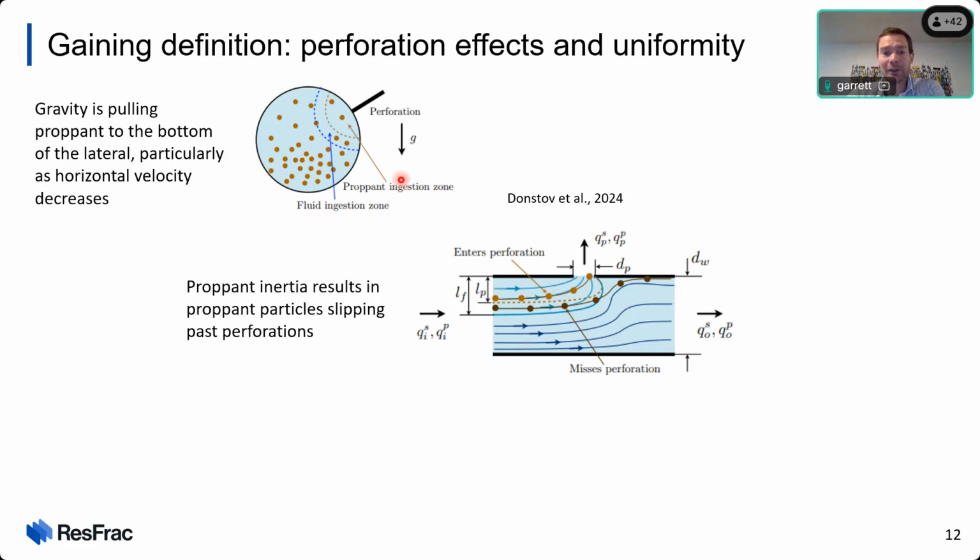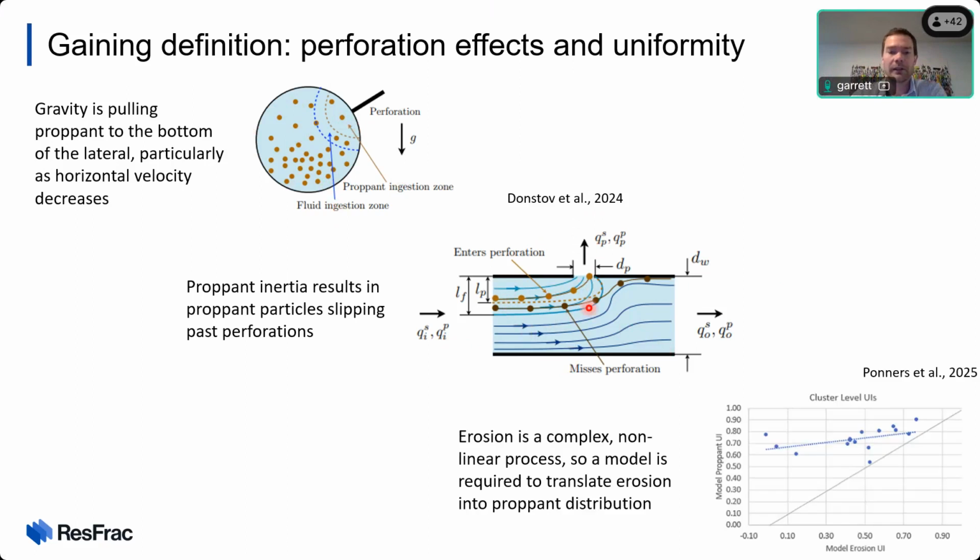And this effect, so while the gravity segregation gets worse with lower velocity, the opposite is true of the slip velocity. At higher velocities, you get more proppant slipping past the perforation. So you have this complex competition between processes that are dictating the distribution.